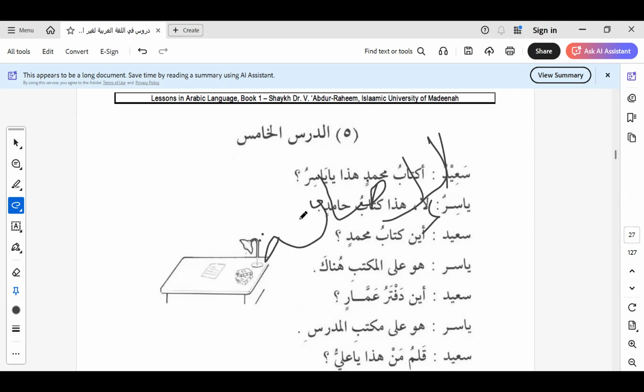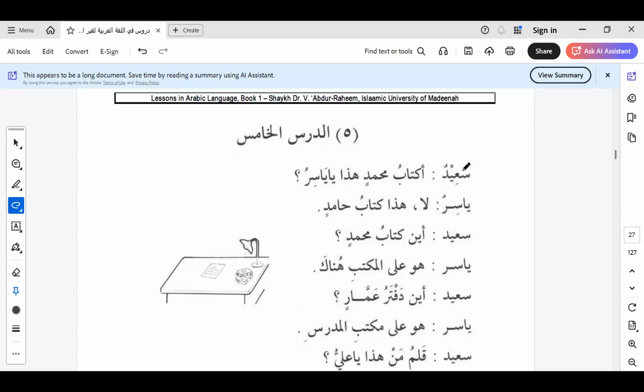So Al-idofah, the main purpose it serves is to show possession. First, it shows a relationship, a bond between two things, and the result or purpose of that is to show possession in most cases. So you combine two nouns, or a noun and a pronoun, to form al-idofah. This is what lesson 5 of the Madina book wants to teach us: the relationship between two nouns that results in possession.